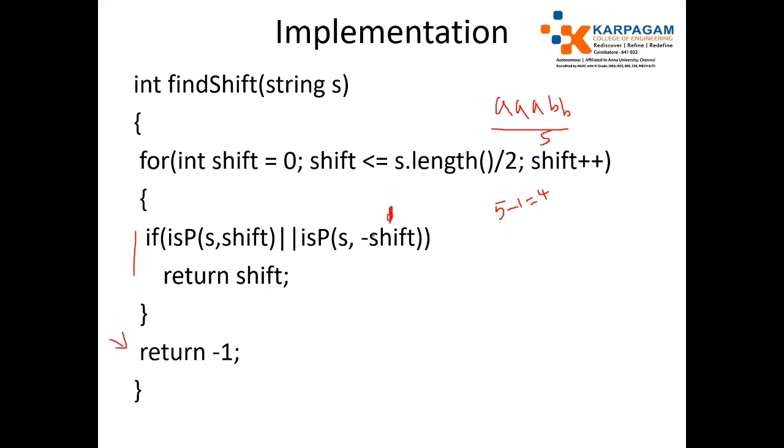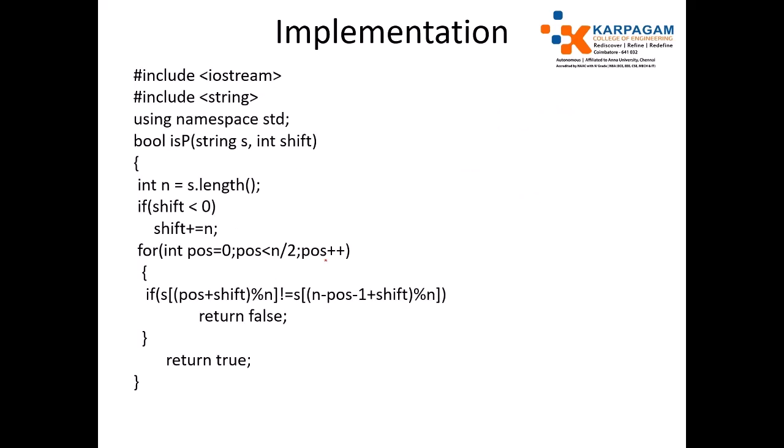So -1 means 4, -2 means 3, -3 means 2 shifts. Likewise we are shifting here, don't confuse with minus shift. If you know the definition of is palindrome, you will be able to understand. I will just explain is palindrome.